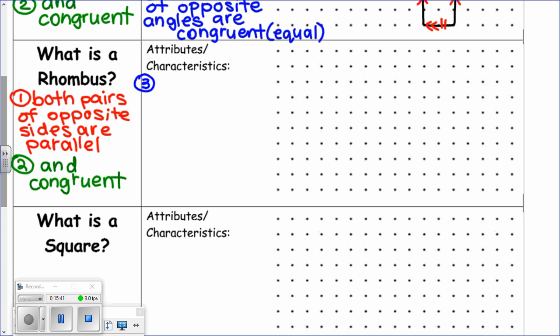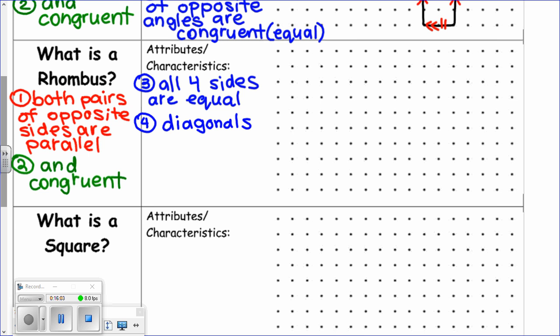The third thing, which is probably one of the most important things about a rhombus, is that all four sides are actually going to be equal to each other. All four sides are congruent. They all have the same length. Because all four sides have the same length, when we draw those diagonals, they are going to bisect each other.